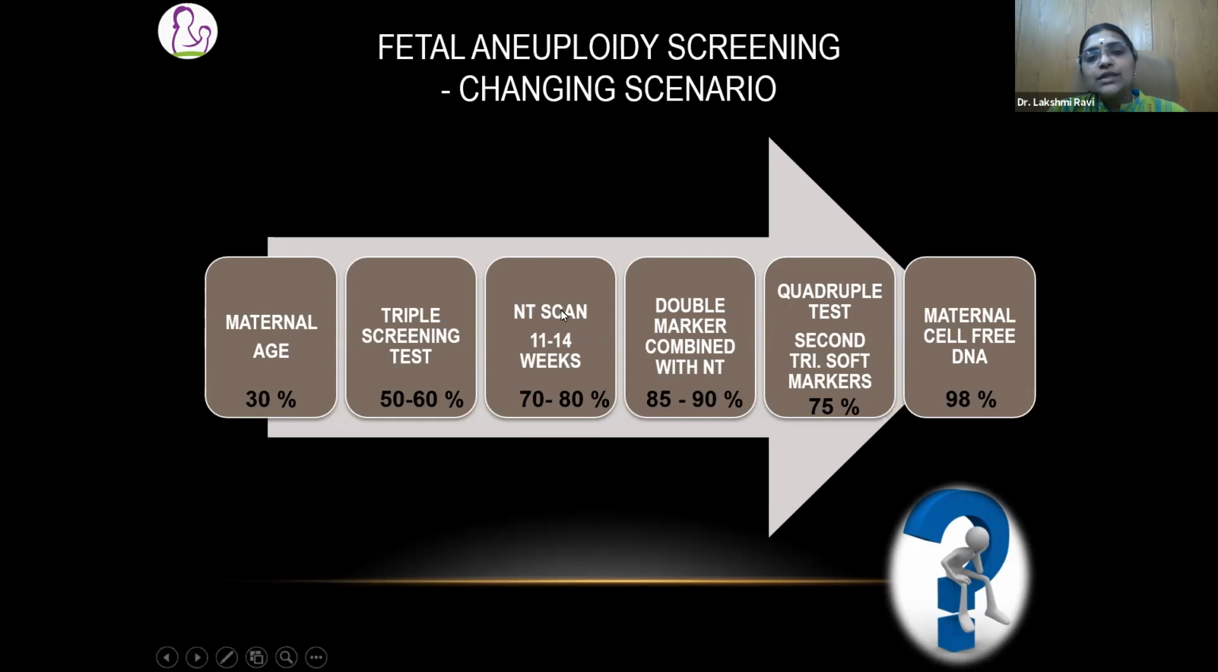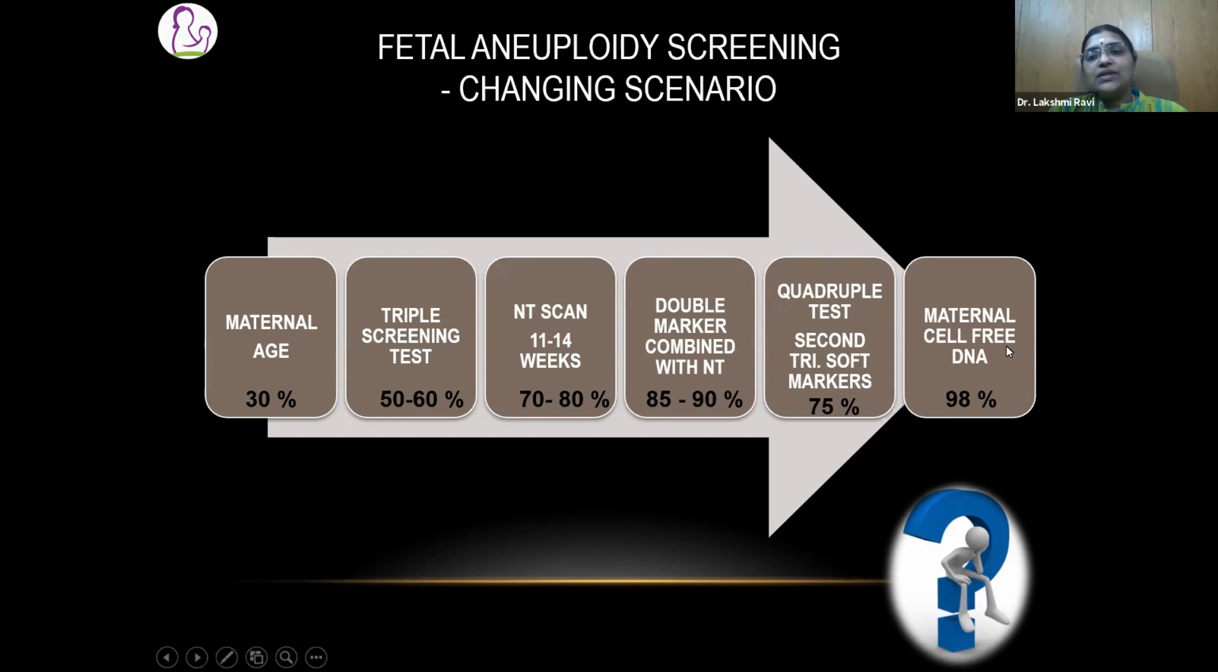Now you have a nuchal translucency scan at 11 to 14 weeks, which can give you a detection of about 70% if you do it alone. If you do a double marker combined with NT, your detection rates are higher. If the patient misses first trimester screening and comes to you only in the second trimester, then you can do a quadruple test, or you can do what is called a genetic sonogram, where you look for the second trimester soft markers, where you get a sensitivity of around 70 to 75%.